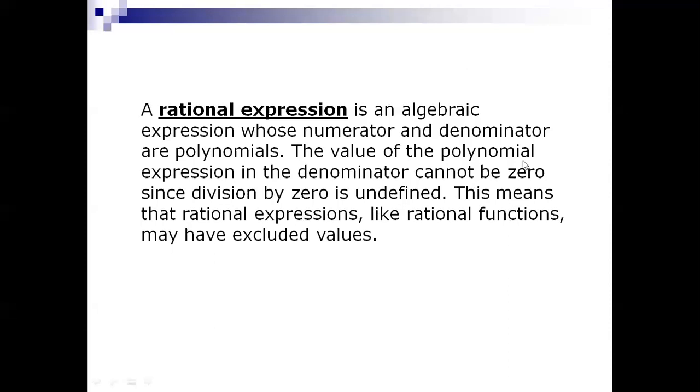The value of the polynomial expression in the denominator cannot be 0 since division by 0 is undefined. This means that the rational expression, like rational functions, may have excluded values. By the way, when we say excluded values, that is the value of your variable in the denominator that makes it equal to 0 and that makes the whole expression undefined.